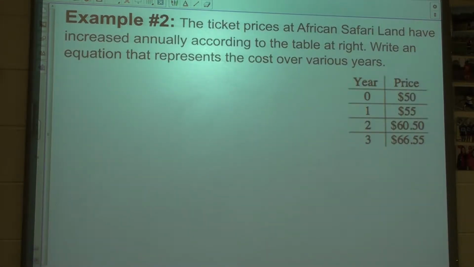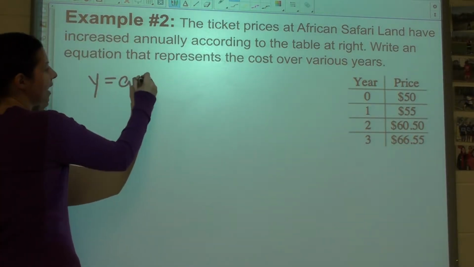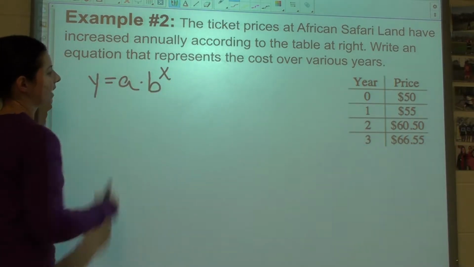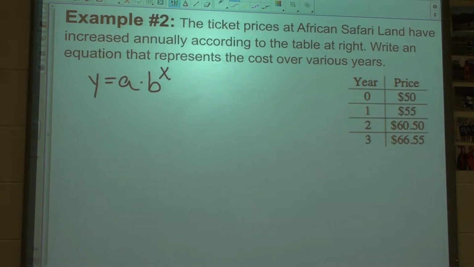So now for example 2, we've got a nice word problem. The ticket prices at African Safari Land have increased annually according to the table at right. Write an equation that represents the cost over various years. So we want to start off with our equation. We've got y equals a times b to the x power. So we need to figure out what a and b are going to be represented by.